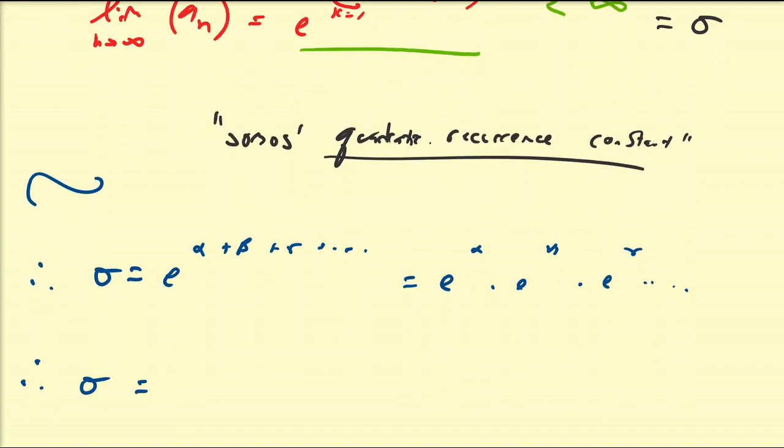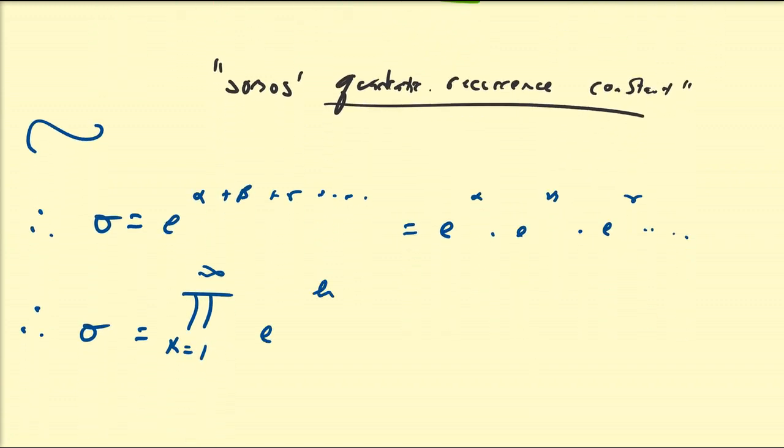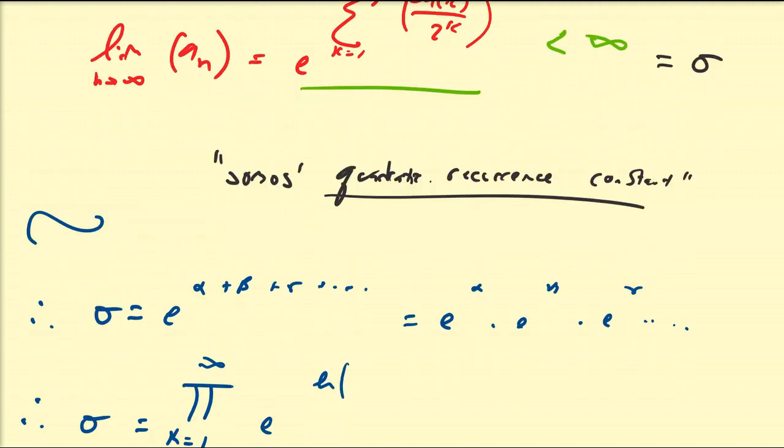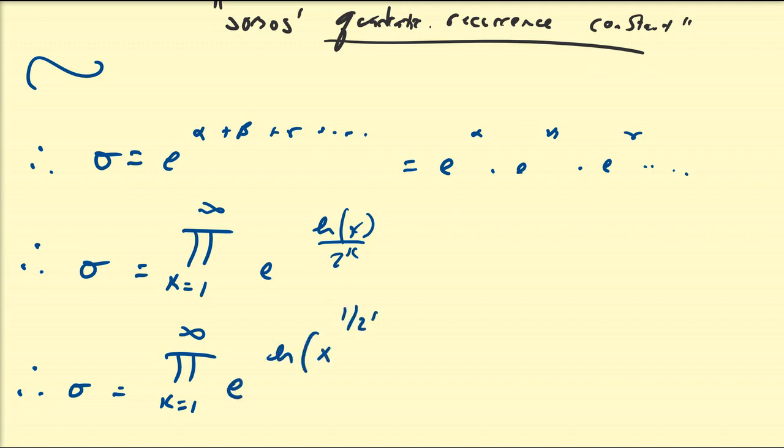So that means sigma is going to be equal to the product from k equals 1 to infinity of, what do we have here? It's going to be e to the natural log of k all over 2 to the k, which is the same thing as the product from k equals 1 to infinity of e to the power natural log of k to the power 1 over 2 to the k.